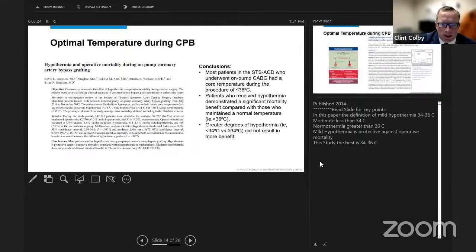Most patients in the STS-ACD who underwent on-pump CABG had a core temperature during the procedure of less than or equal to 36. Patients who received hypothermia demonstrated a significant mortality benefit compared to those who maintained normal temperature. This is widely known, as we know, but there are challenges to some definitions in these papers on what is described as mild hypothermia. Greater degrees of hypothermia, i.e. less than 34 C, showed no benefit over mild hypothermia or normothermia.